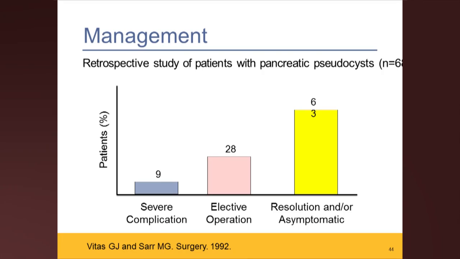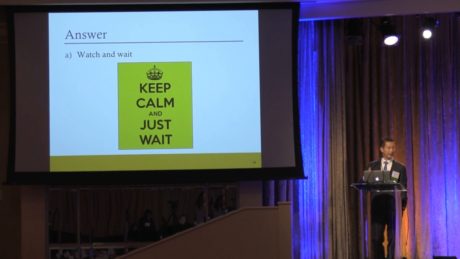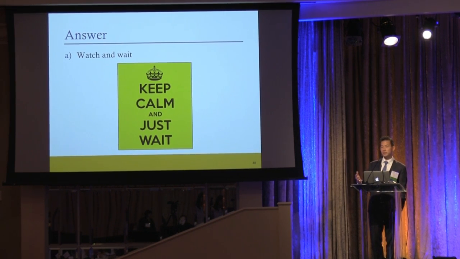All right, so this is a retrospective study looking at patients with pancreatic pseudocysts. They followed these patients and asked, did they get severe complications requiring some sort of urgent procedure? Did they get an elective operation because they were symptomatic? Or did the pseudocyst resolve or the patient become asymptomatic? What you find is that a great majority of the patients either had the pseudocyst resolve on its own or were made asymptomatic. And so the recommendation from this study was to just watch and wait. Most patients, you can just wait to see what happens. If they develop symptoms, yes, you can intervene, but if not symptomatic, there's no need to rush in and do something just because there's radiographic evidence of a pancreatic pseudocyst.